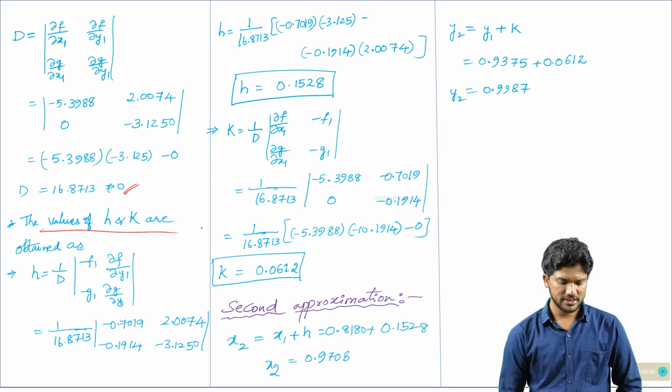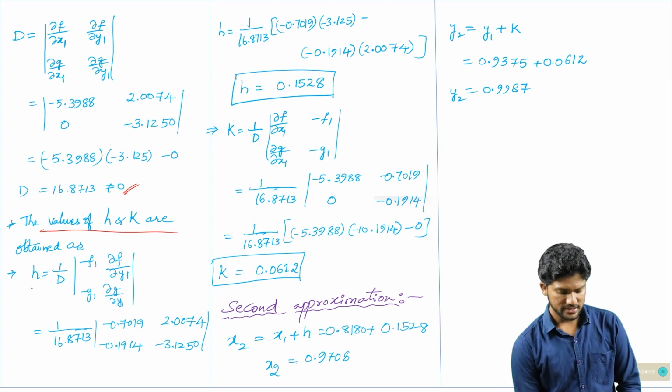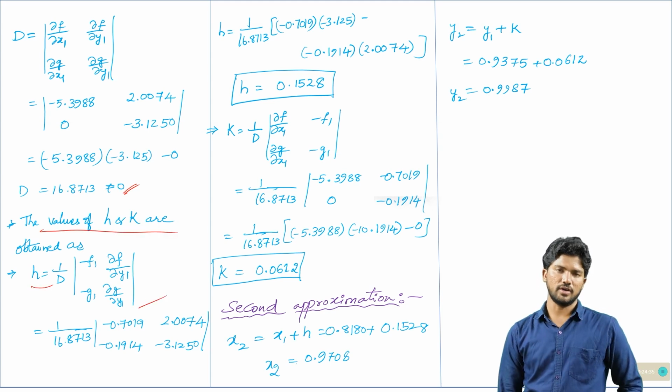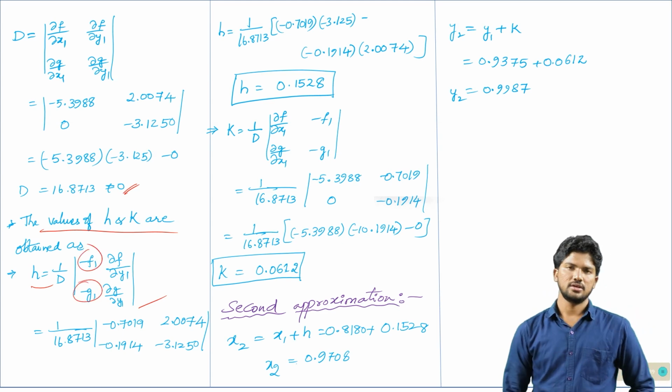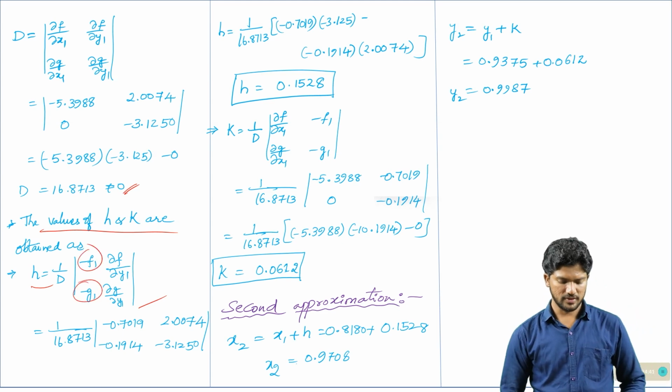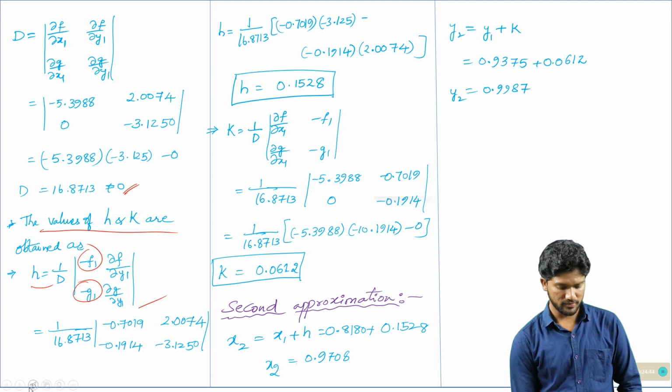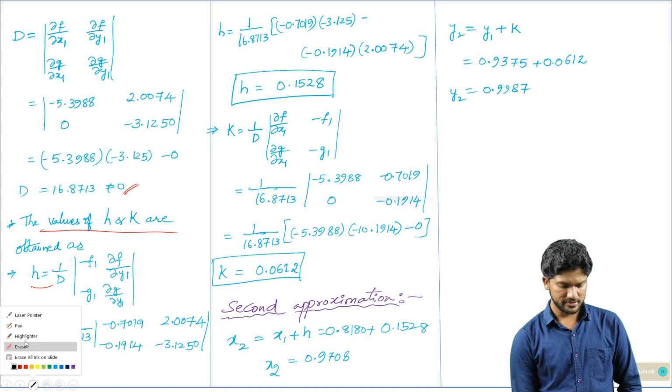The values of h and k are obtained as h is equal to the formula 1 by D into minus f₁, minus g₁. Substitute the values f₁, g₁ as we derived previously, simplify them, and you will get those values. So what is the h value here?